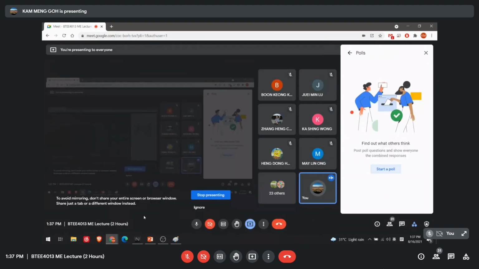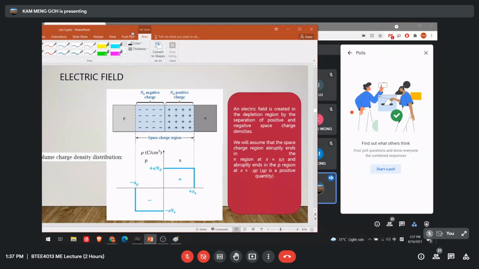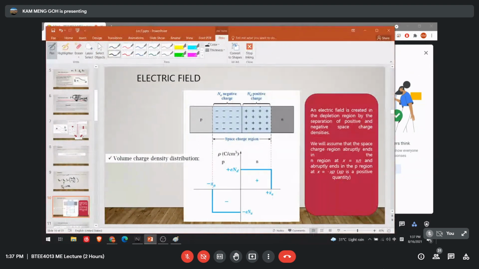So an electric field is created when you are having the depletion region of the positive charge and the negative charge. We assume that the space charge region abruptly ends in here. Imagine that this region we call it as Sp, and this region we call it as Sn. And here, this point, we put a negative Sp because it's in the negative direction. We put the middle as the origin. Positive here, negative here. Sp is the magnitude, so that's why I put a negative value here.